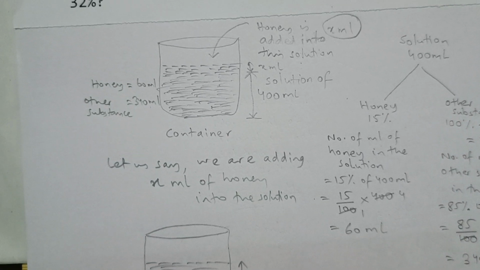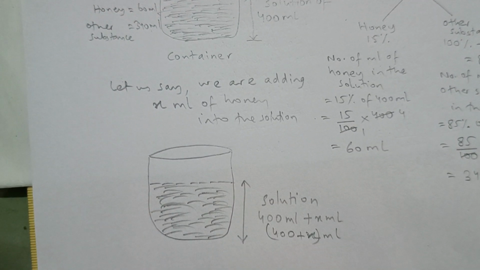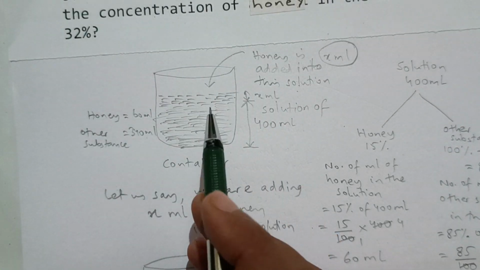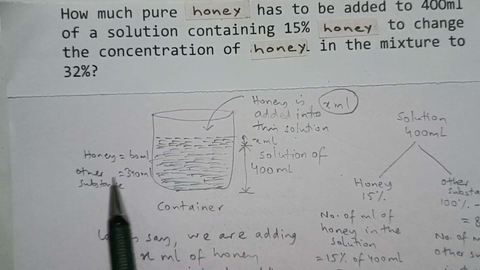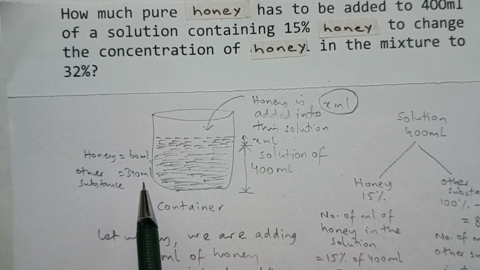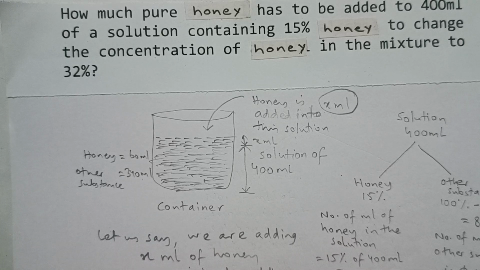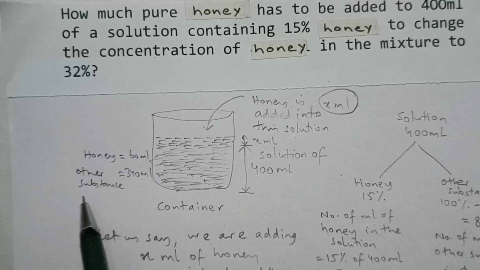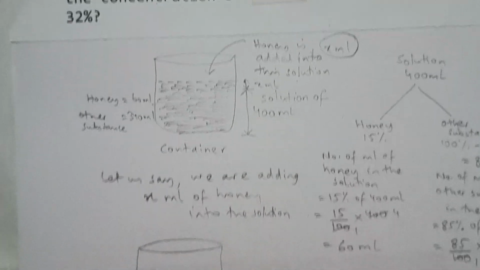Now, the other substance content will be 340 milliliters because we are adding just honey. We are adding pure honey, so the other substance content won't increase. It will be as it is, 340 milliliters. There won't be any change in the content of the other substance because pure honey is being added.